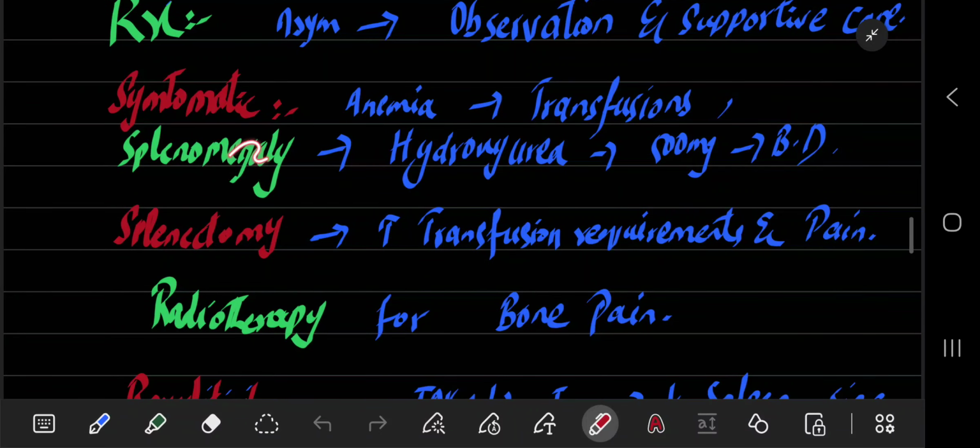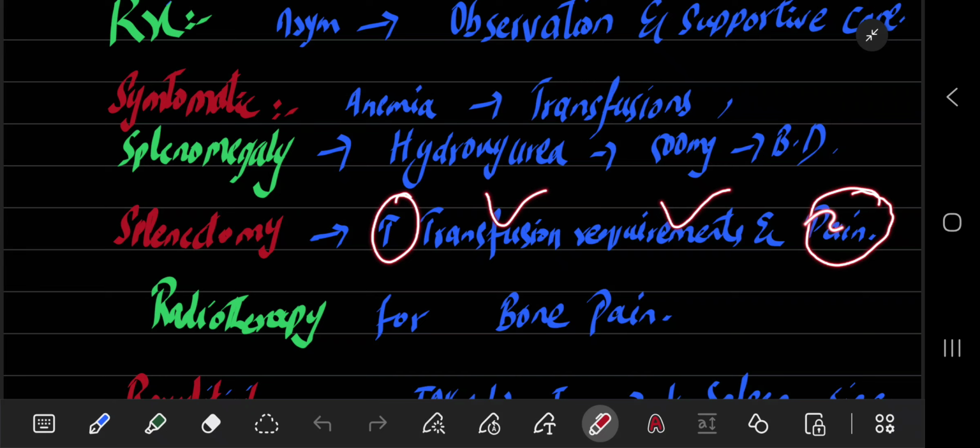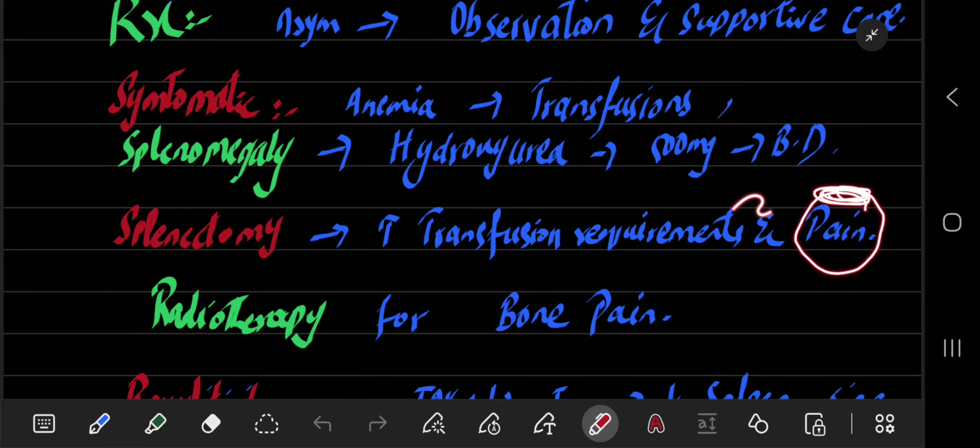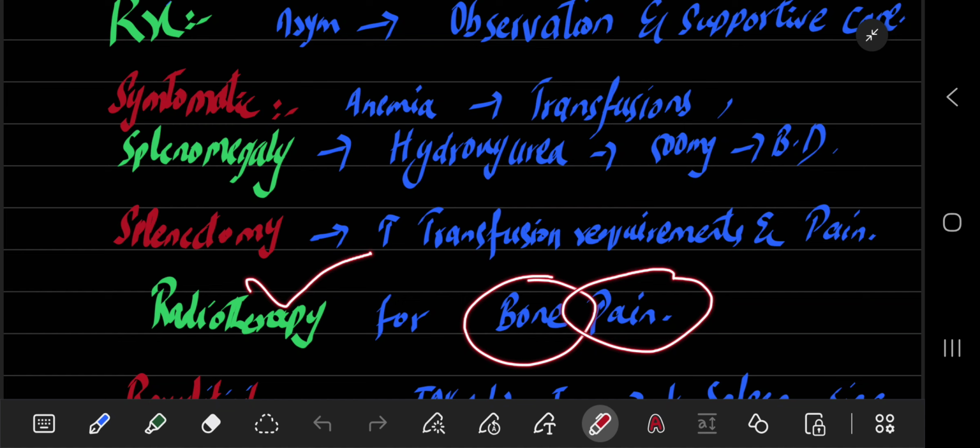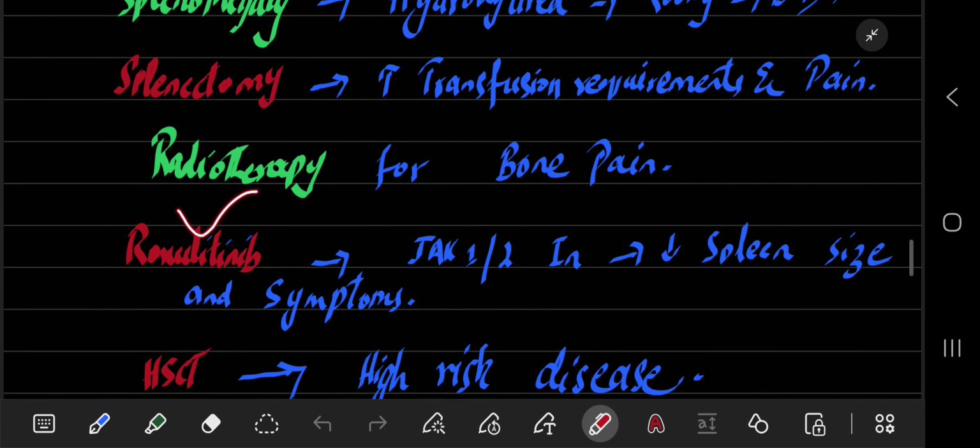Furthermore, if the splenomegaly is refractory to these treatment options, then we go for splenectomy, especially when there is increase in the transfusion requirements, and due to large size of the spleen there may be splenic infarction leading to pain, and it is an indication for splenectomy. Radiotherapy is given for bone pain.